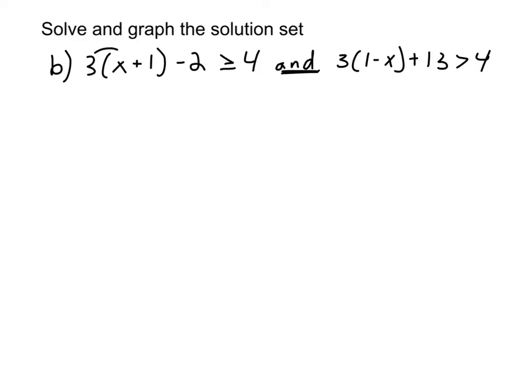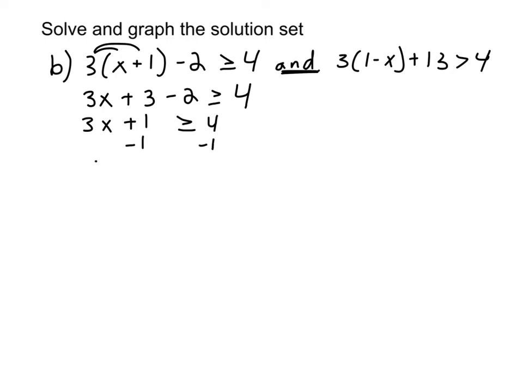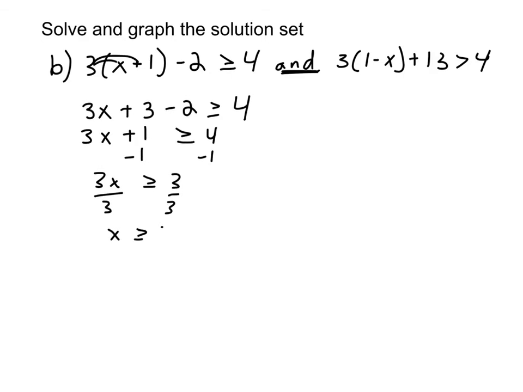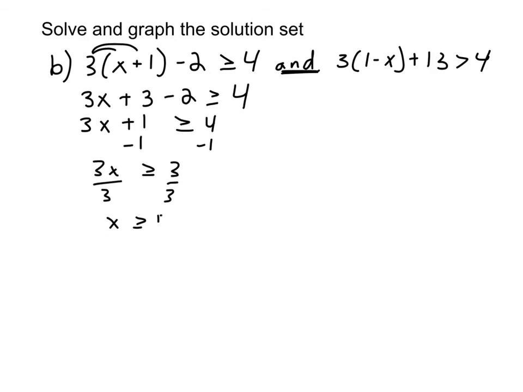First thing I'm going to do is distribute this 3 in. So I'll have 3x plus 3 minus 2 is greater than or equal to 4. Then let's combine like terms. So 3 minus 2 is 1. I'm going to subtract 1 from both sides. 3x is greater than or equal to 3. Divide both sides by 3. x is greater than or equal to 1. 3 divided by 3 is 1.